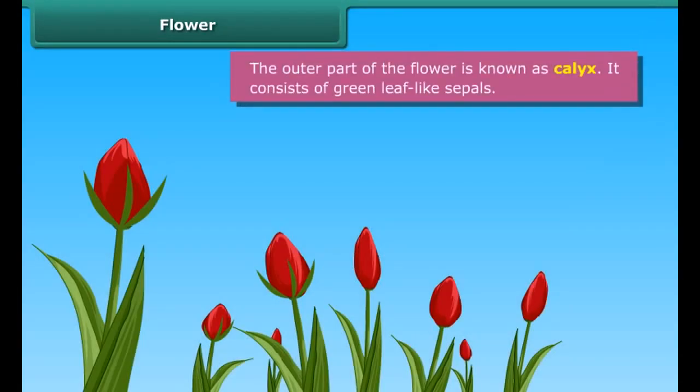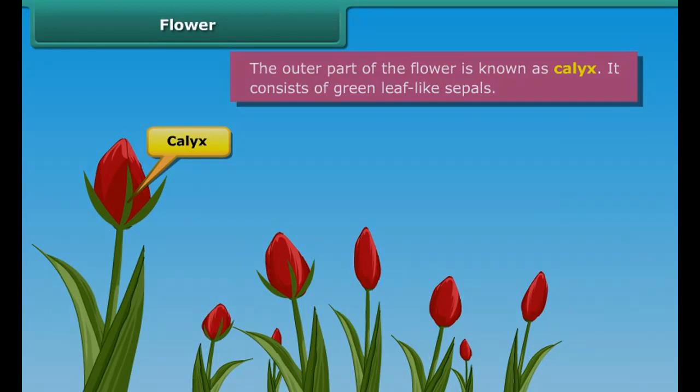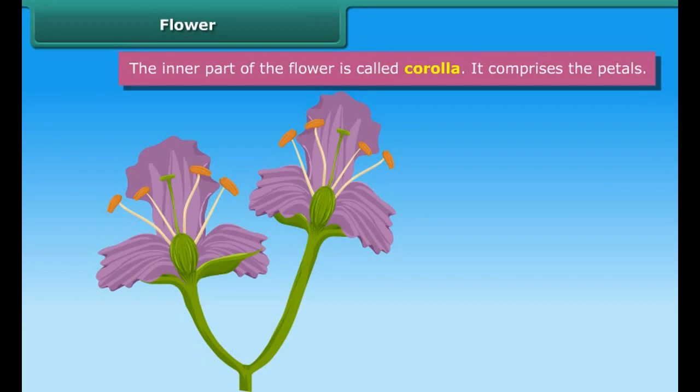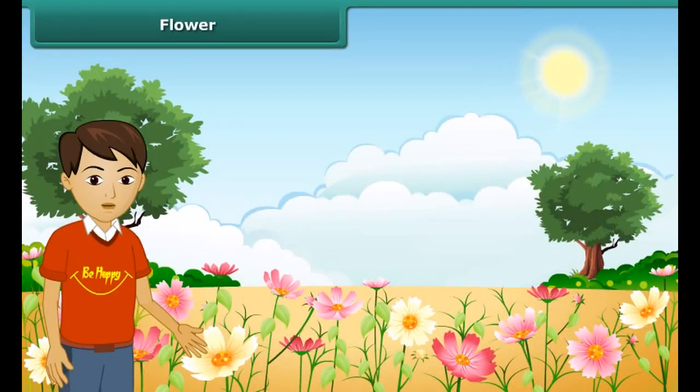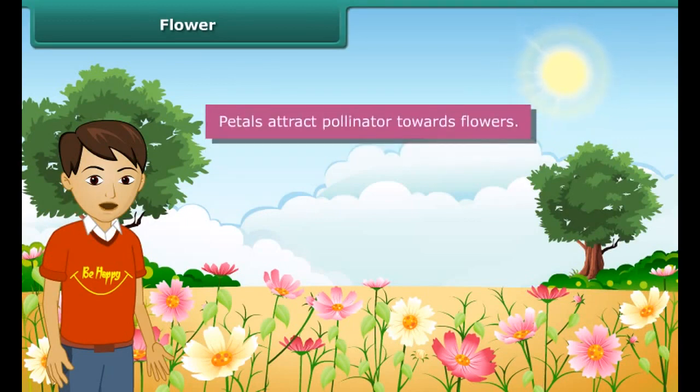The outer part of the flower is known as calyx. It consists of green leaf-like sepals. The inner part of the flower is called corolla. It comprises the petals. Different flowers have petals of different colors. Petals attract pollinators towards the flower.